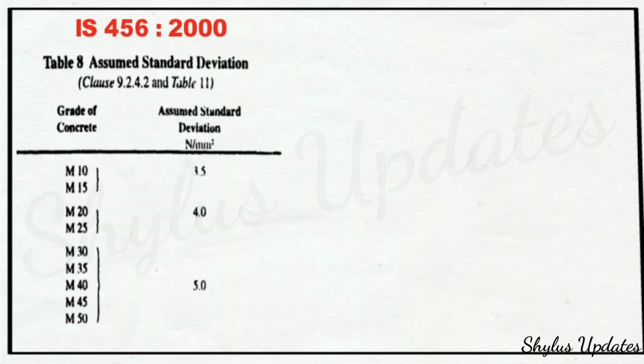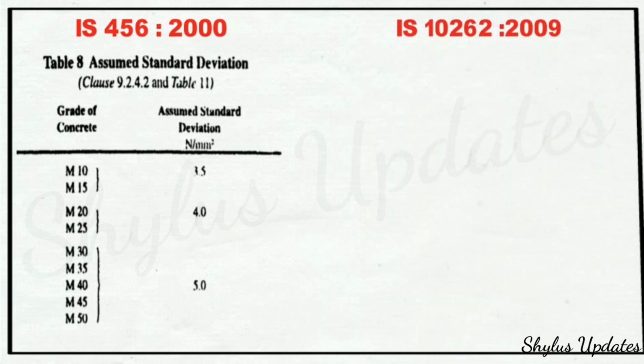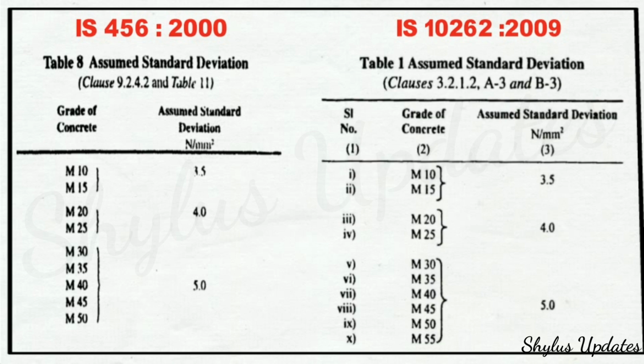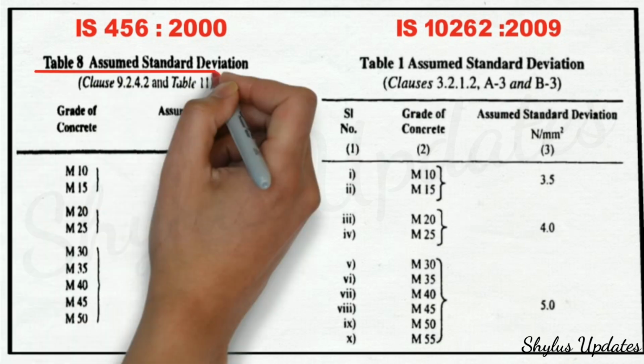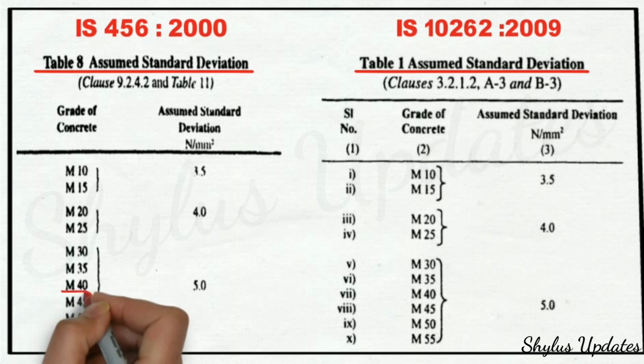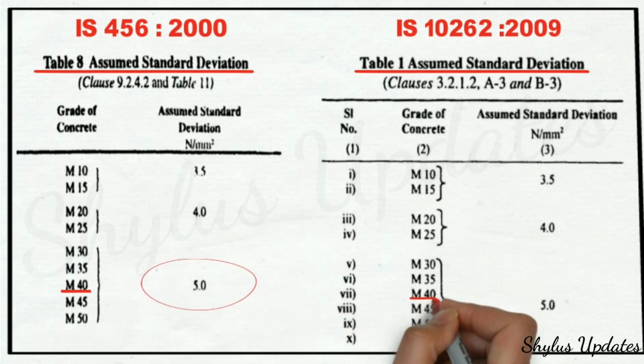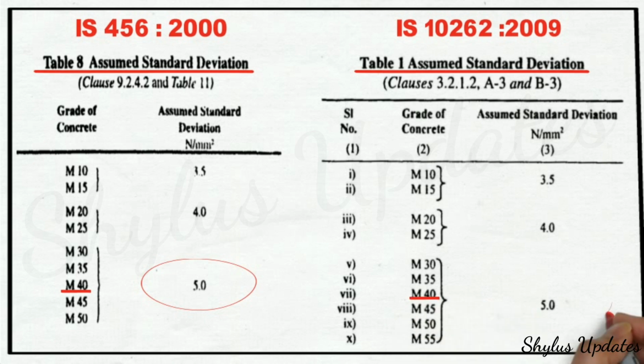I have shown the standard deviation values in the two code books also. In IS 456-2000, Table 8, and in IS 10262-2009, Table 1, you can see that for grade of concrete M40, the assumed standard deviation given is 5.0. In this way, you have to take the value of standard deviation.